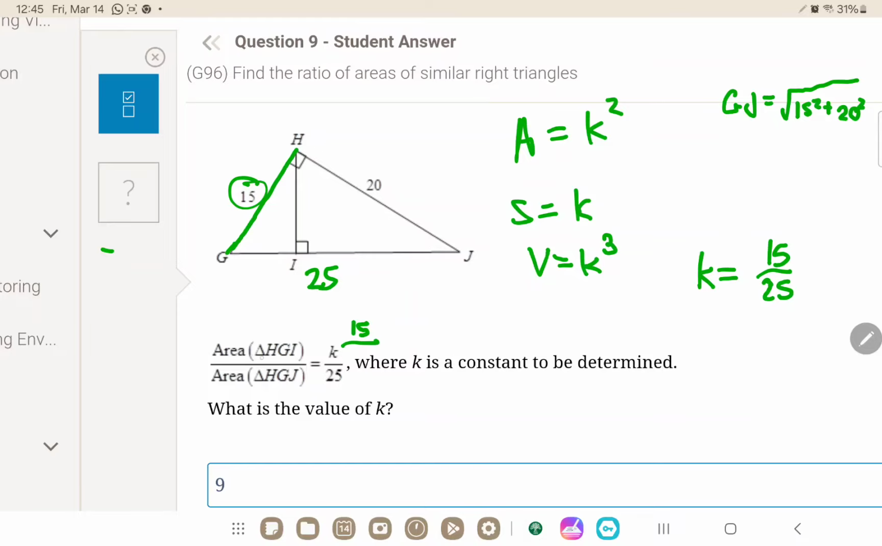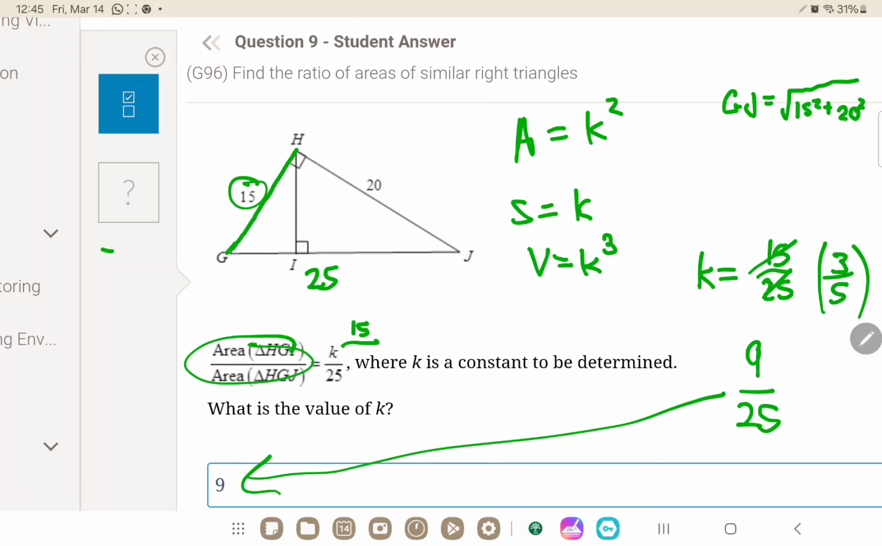Now for the area, it's k squared. So we need to first simplify this. You're going to get 3 over 5 when you simplify. 3 over 5 squared is 9 over 25. And that is your answer, because they want the area. K squared is 9 over 25. That's it for this video.